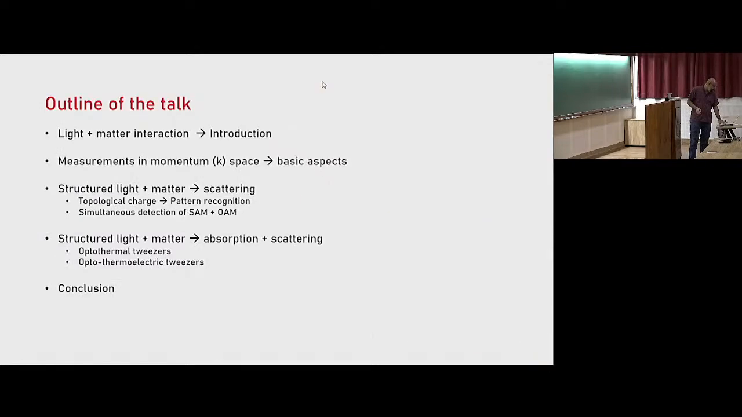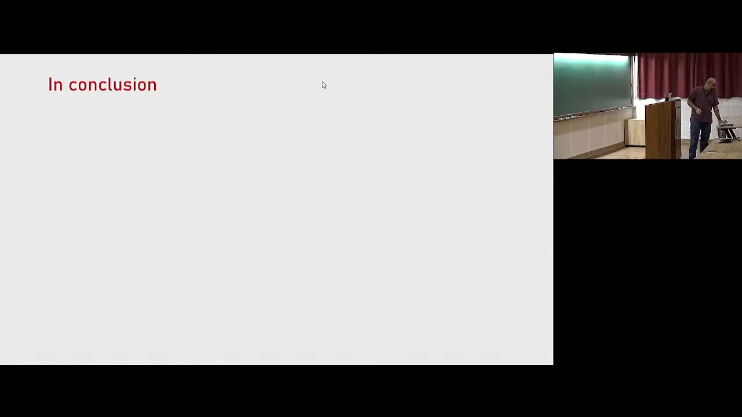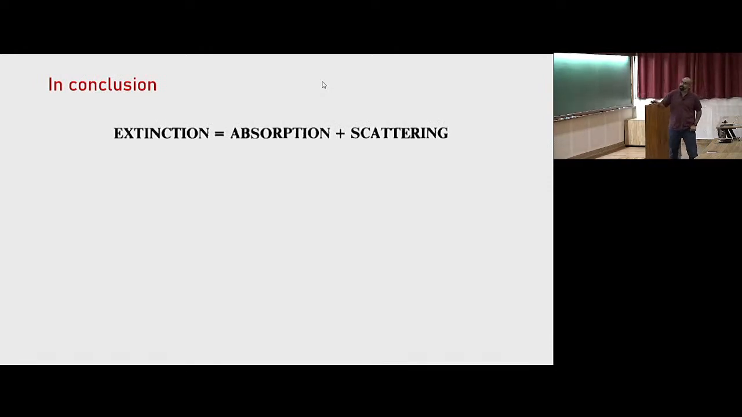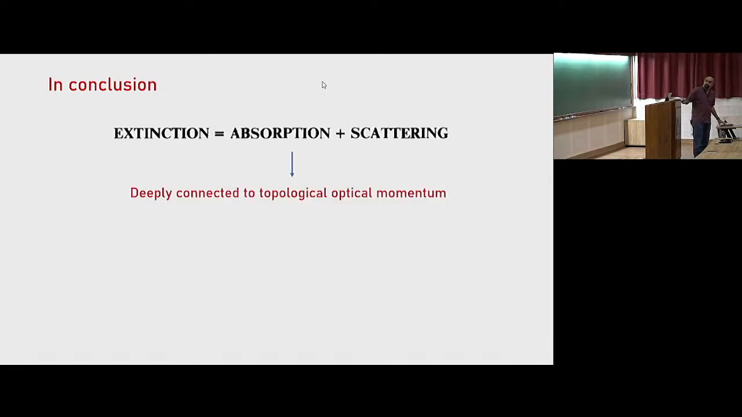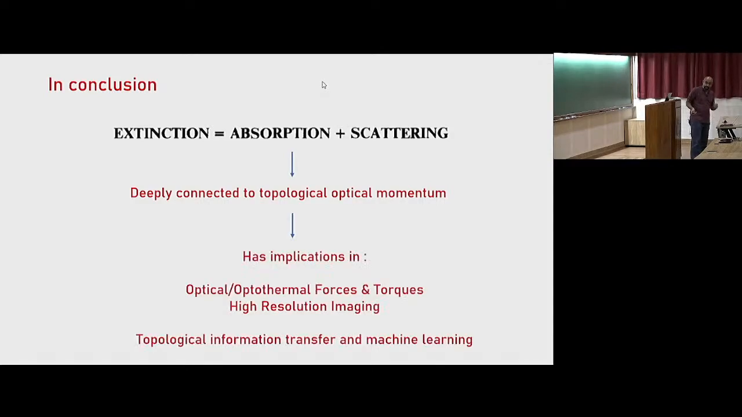So to conclude, what I started was this. I told that the extinction, absorption plus scattering, is important. And it is deeply connected to the topological optical momentum. And this is something I hope you would have already got from the scattering, but the absorption also plays an interesting role. And the reason why it has been studied extensively is that it has implications in forces and torques. For example, high resolution imaging.